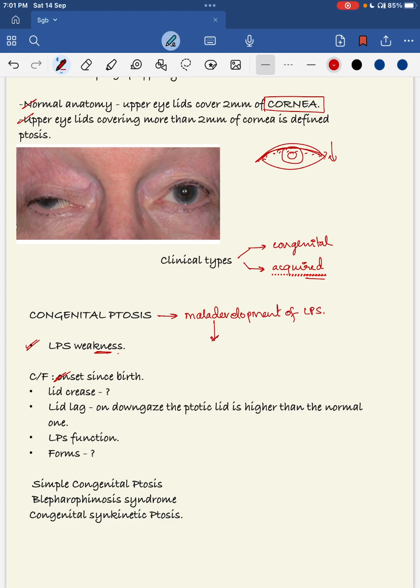It also leads to certain other features in the eye. The lid crease, which is usually present around here, a line due to skin fold, is usually absent in congenital ptosis. The maldevelopment also causes lid crease absence or diminishment.